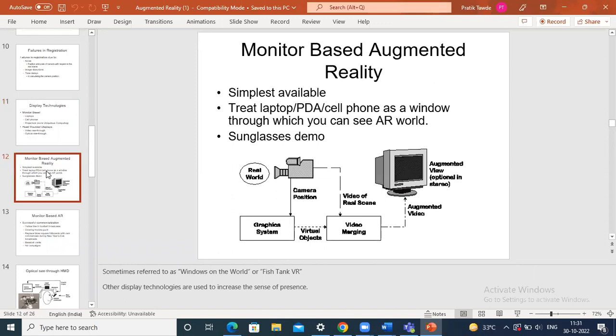Monitor based augmented reality. This is one of the examples which you can see. It is the simplest available. Treat a laptop, PDA, or cell phone as a window through which you can see the AR world. Sunglass demo. In this particular block diagram, you can see this is the real world. This is a camera position which is interfaced with video merging and a graphics system. And this is my desktop computer, augmented view, optional recording camera. So the camera position is also adjusted in such a way that you can see how exactly the entire setup looks in the virtual world and real world.